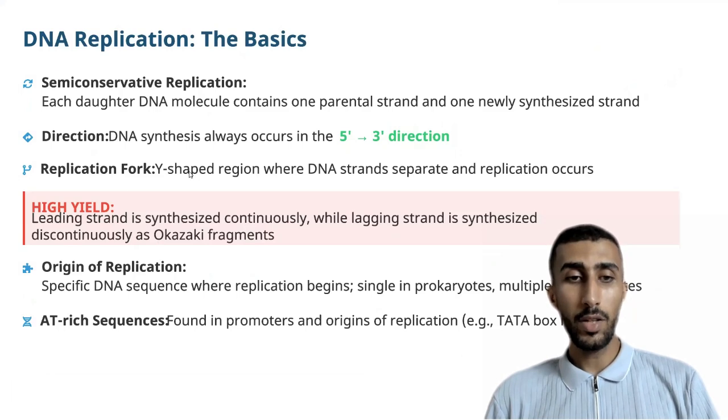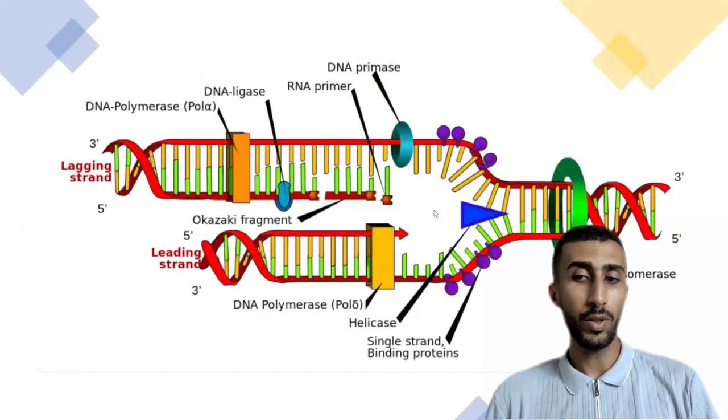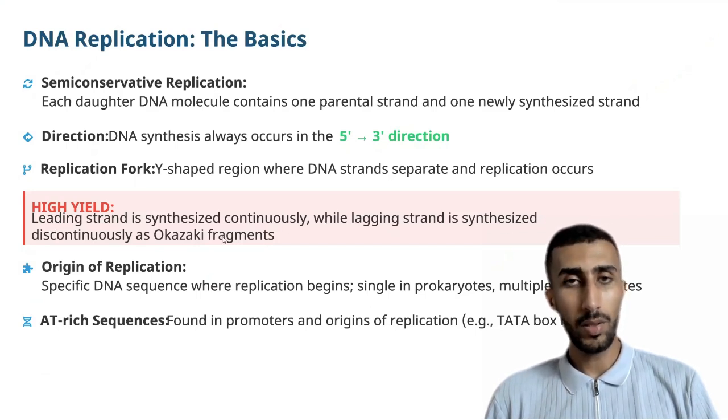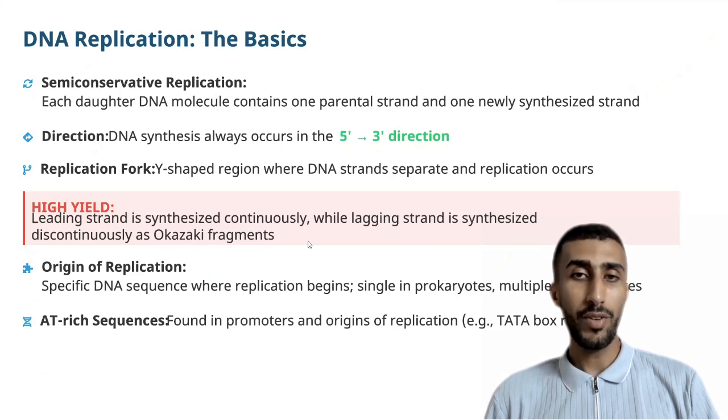Next, the replication fork, which is a Y-shaped region where DNA strands separate and the replication occurs. This is the function of the enzyme helicase, which acts at the replication fork to separate the two strands of our parent DNA. The leading strand is synthesized continuously, while the lagging strand is synthesized discontinuously as Okazaki fragments.